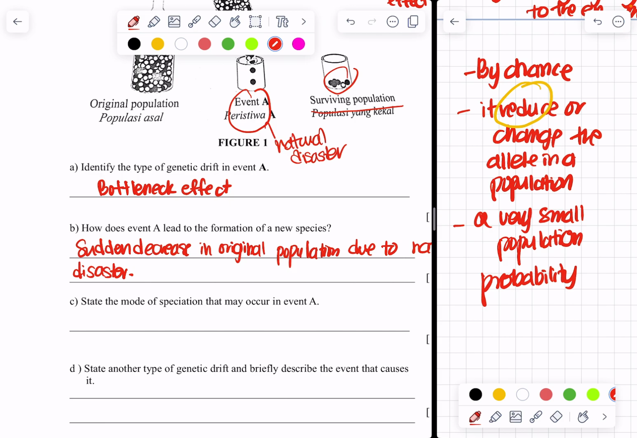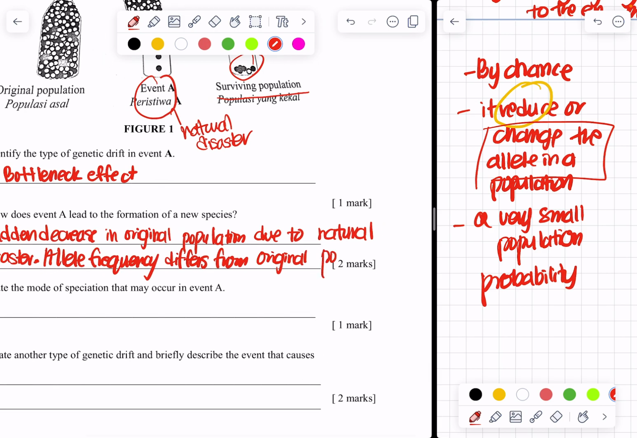The second one, remember, I told you about the change in allele frequency. So put it here. Allele frequency differs from original population. Done. You can put as well, there are a lot of options here, so I'm just going to put some of it. If you want to confirm your answer, you can just PM me.